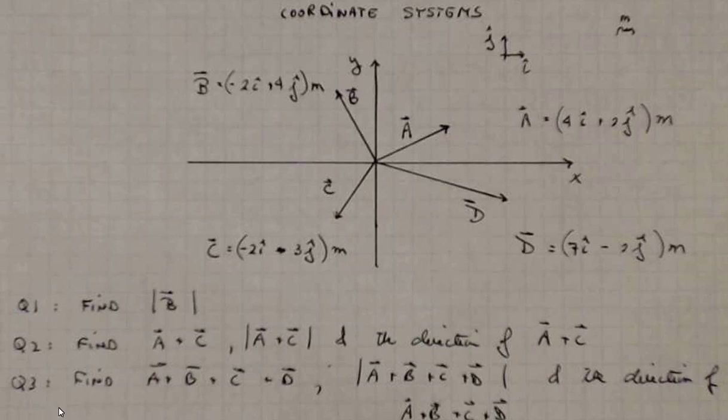Question 3, similar to question 2, except now you're adding all of the vectors in the above drawing. So find the A vector plus the B vector plus the C vector plus the D vector. Find the magnitude of that vector and find the direction of that vector. I want you to do these problems not graphically, but with the i hat, j hat vector component notation that I introduced in the previous chart.